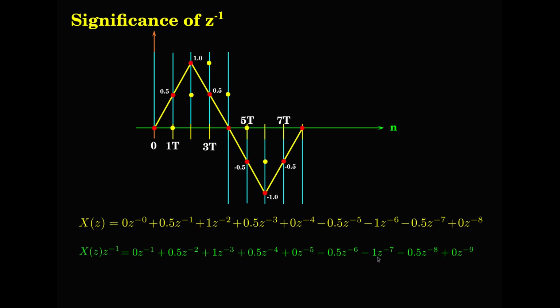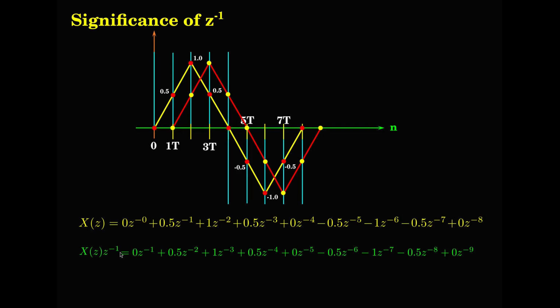Then minus 1 at sample time 7. Then minus 0.5 at sample time 8. Then it will become 0 again at sample time 9T. So if I join up all the dots, you will see that I get again that same triangular waveform with one important change. The entire wave shape is delayed by one sample time.